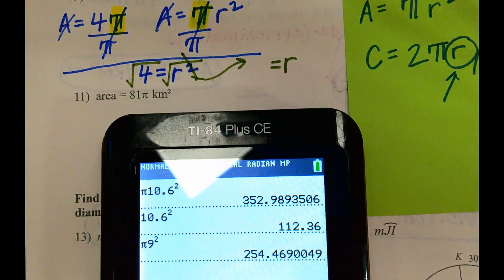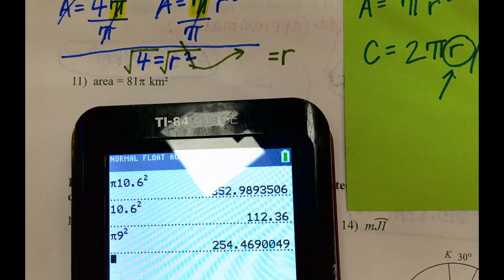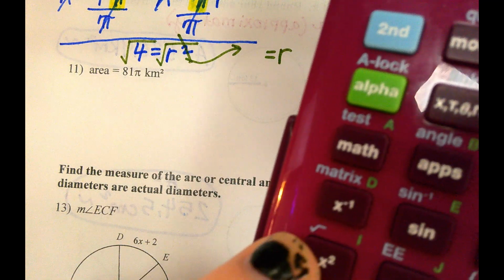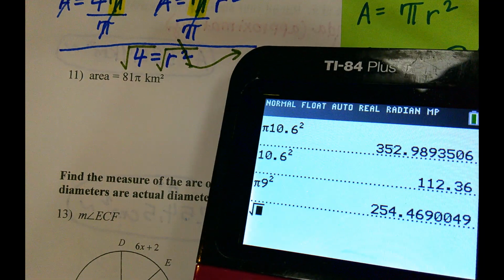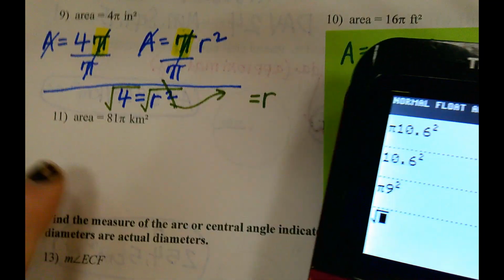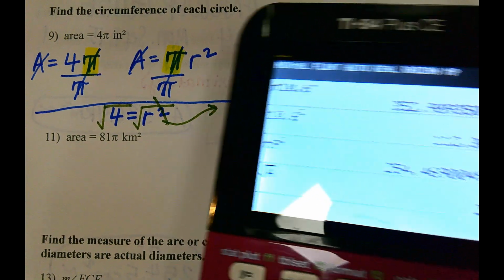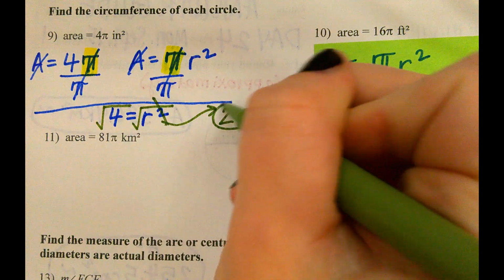So if you forgot on your calculator how to do square root, remember that x squared button right here has that square root symbol above it. So you're going to hit second, the blue button, and x squared. Square root will pop up on your screen. And then I'm going to just type 4, enter. 2. So 2 is my radius.